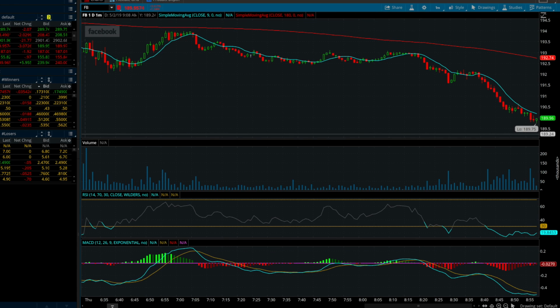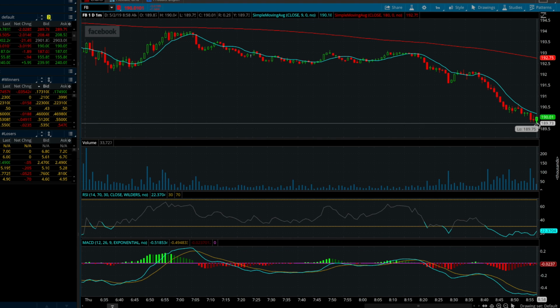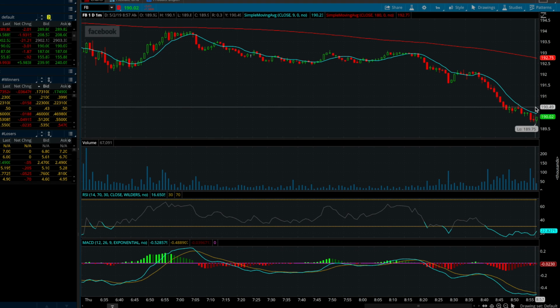So we're going to go ahead and look in here, and we're testing a confirmation. We're still underneath the SMA line, but if we cross over it, that'll mean that we're in confirmation territory. We would have just had a confirmation.